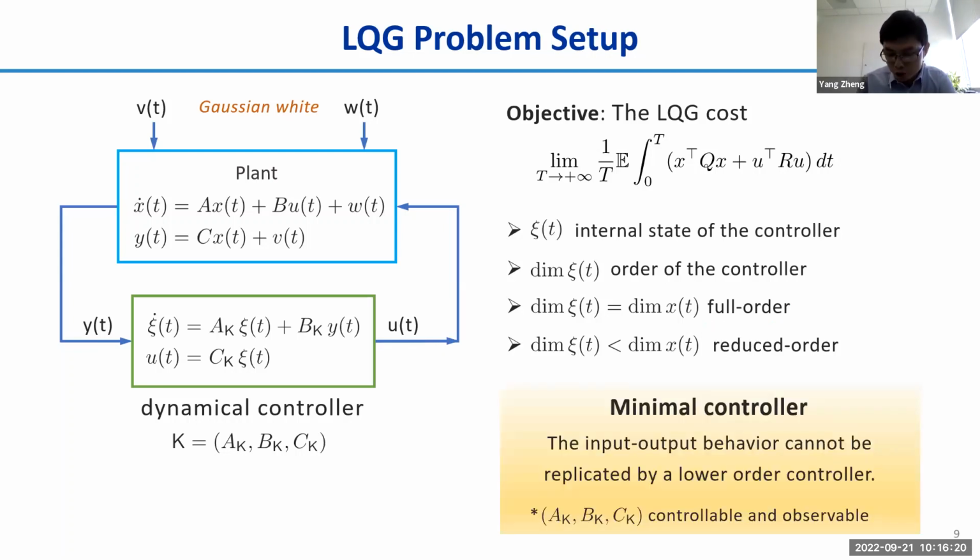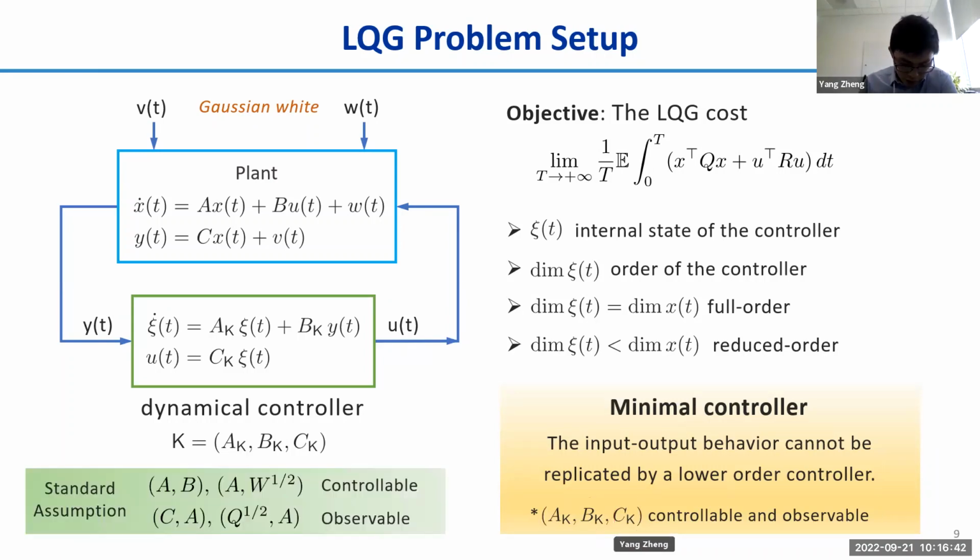And another important notion in control theory is the so-called minimal controller. Basically, the input-output behavior cannot be replicated by a lower-order controller. And this is the same as this pair of matrices being controllable and observable. Basically, these two matrices are controllable, and these two matrices are observable. And we will make the standard assumption saying the system is controllable and the system is observable as well.